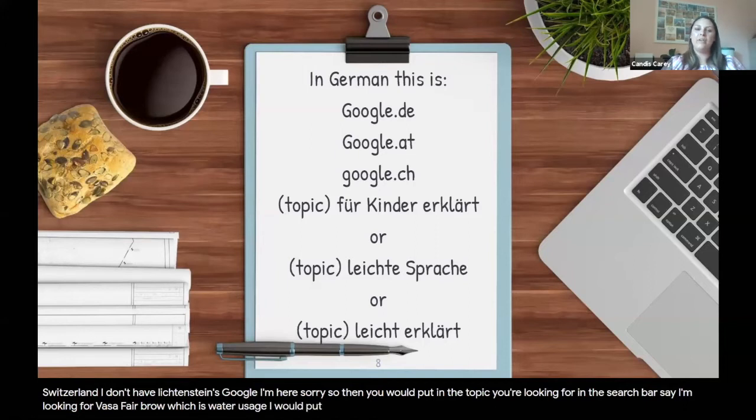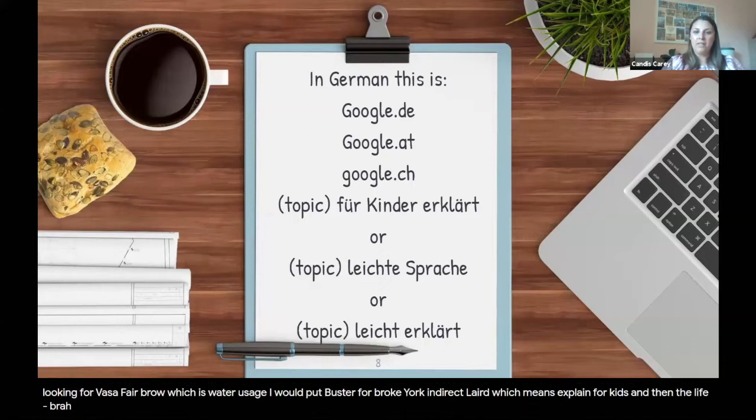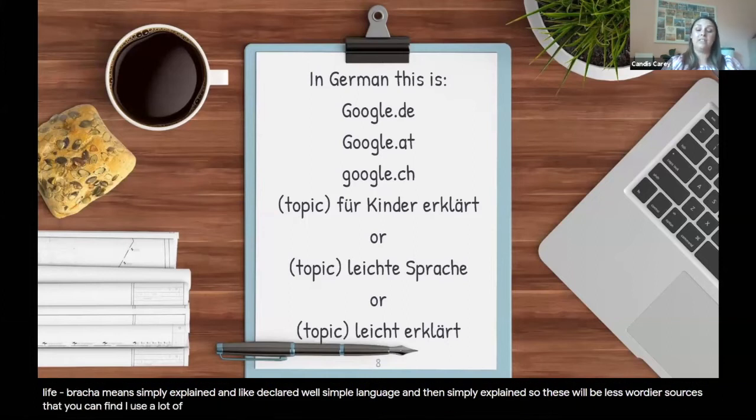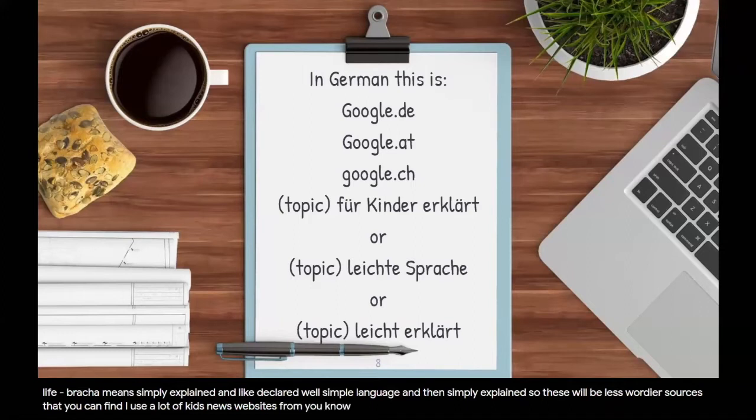I would put "Wasserverbrauch für Kinder erklärt," which means explained for kids. And then "leichte Sprache" means simple language, and "leicht erklärt" means simply explained. So these will be less wordy sources that you can find. I use a lot of kids' news websites from German media.